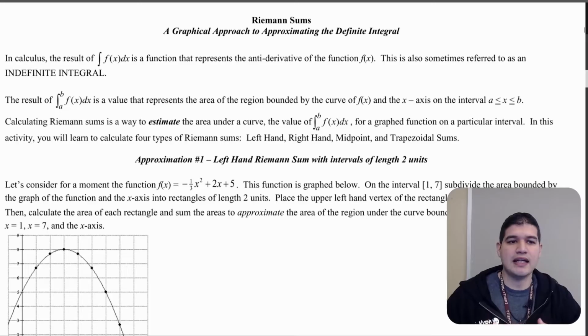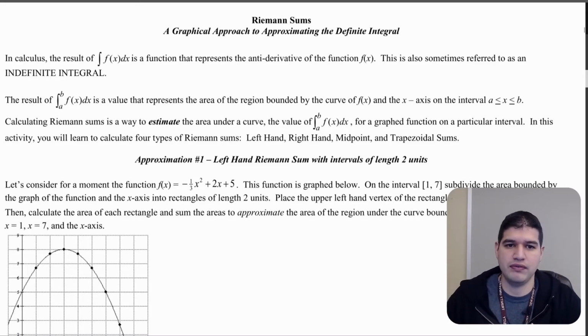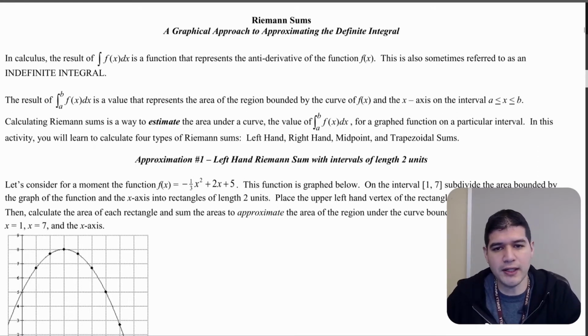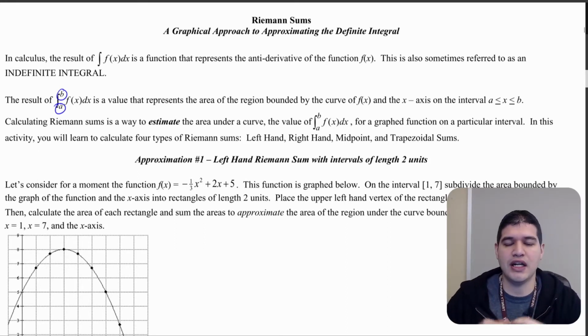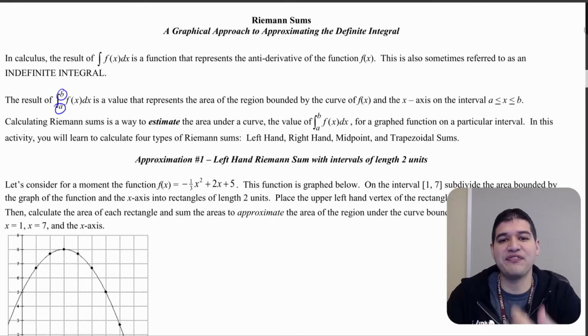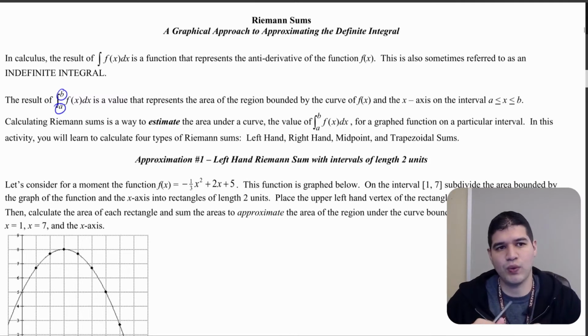As I was saying last time, we have the antiderivative, the integral of f of x dx, and that's sometimes called the indefinite integral. Well, here, when we're actually bounding a curve from a to b, we call that the definite integral because it's actually defined. So Riemann sums give us a way to find area under a curve.